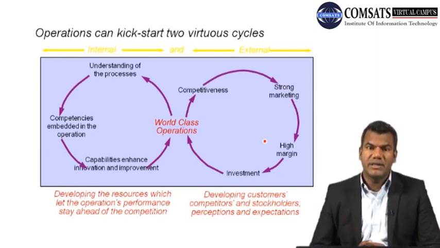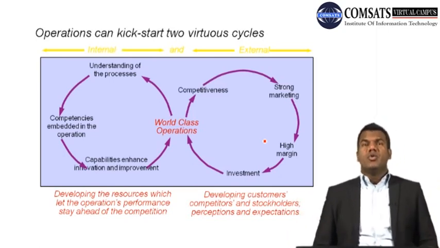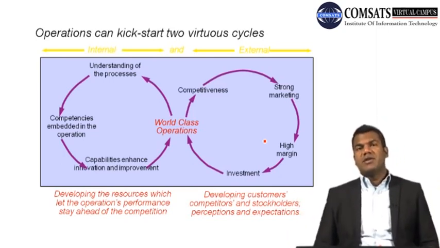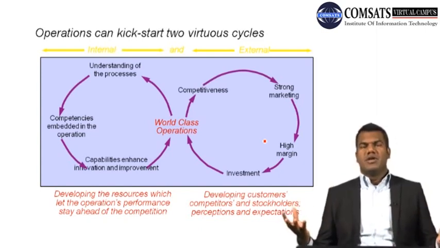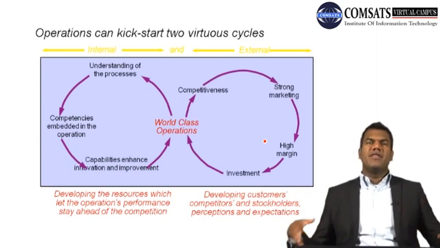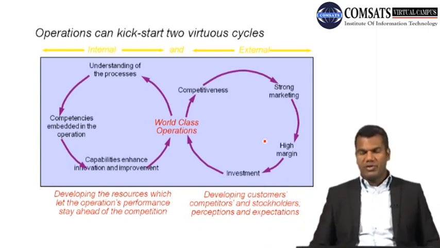Okay, now that is the internal part, and the other one is your external part. Within the internal part, there is understanding the processes, then competencies that are embedded in the operations, and capabilities that enhance innovation and improvement, and that leads to world class operations. Now what do they call this? They are not calling it a vicious cycle, they call it a virtuous cycle, because if you have both these circles going and they are aligned with each other, then you have world class operations.